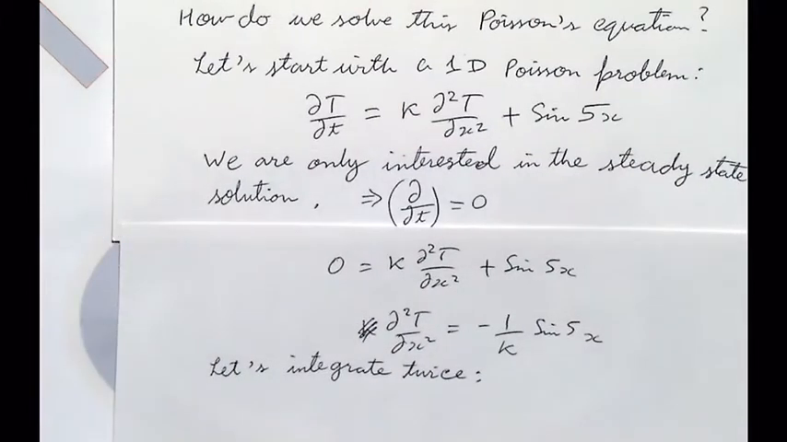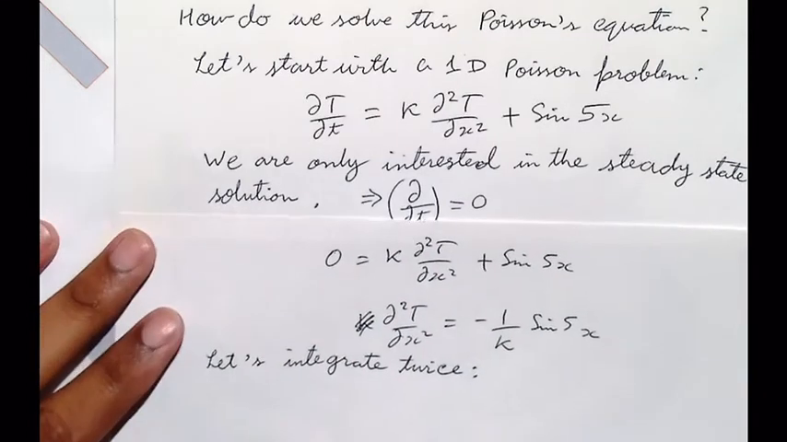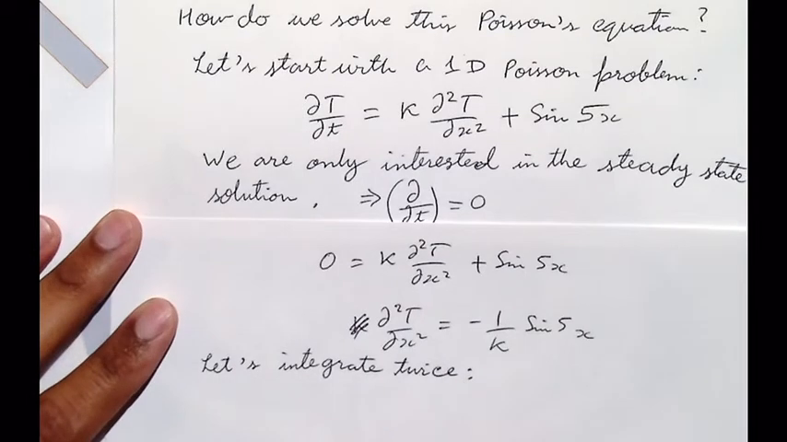Okay, and this is something else I didn't understand when I was starting out with numerical methods. Why do you need initial conditions and why do you need boundary conditions? Okay, so let's integrate this and then it will become clear why exactly we need these boundary conditions. Okay, so let's see.